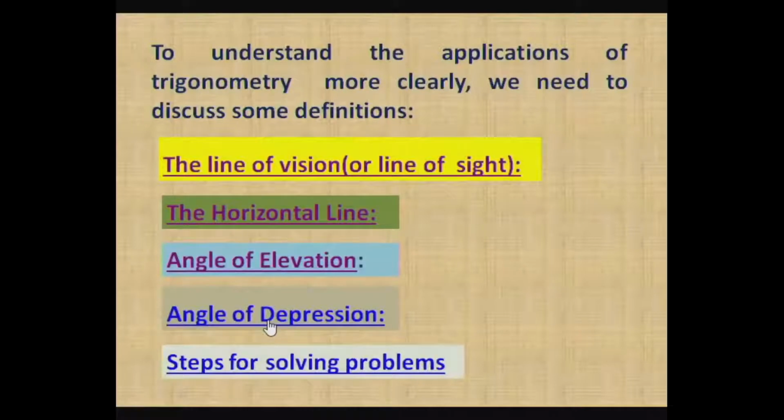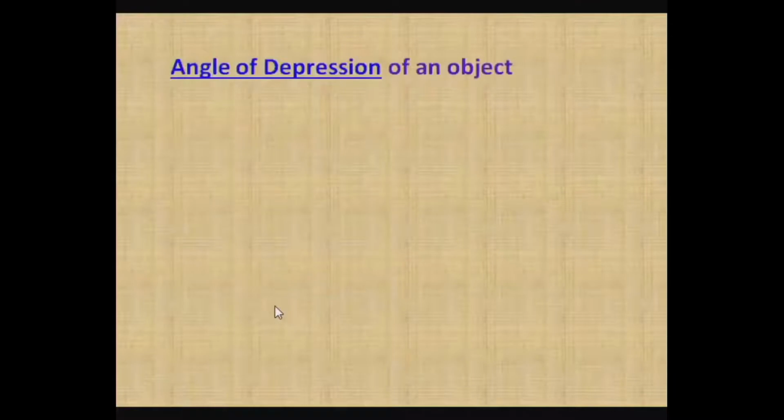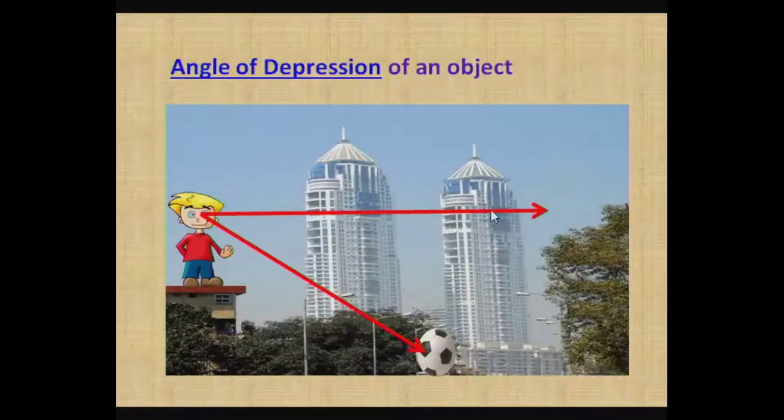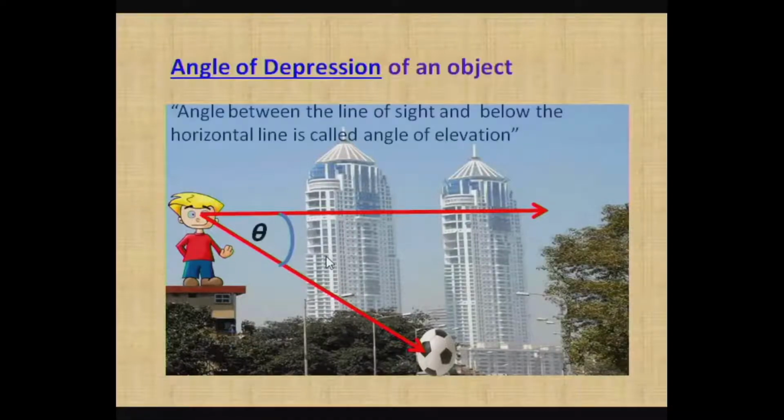Next one is angle of depression. See here, the boy is on the building and he is observing the ball which is on the ground. The line of vision will be like this, and this is a horizontal line parallel to the earth's surface. Hence, the angle made by the line of vision with the horizontal line is called the angle of depression.